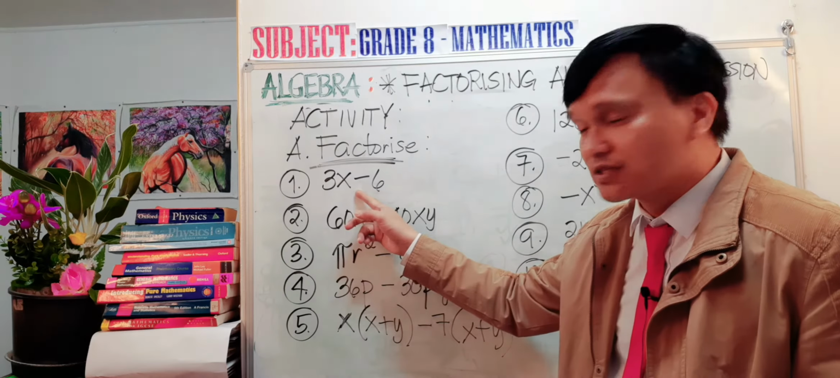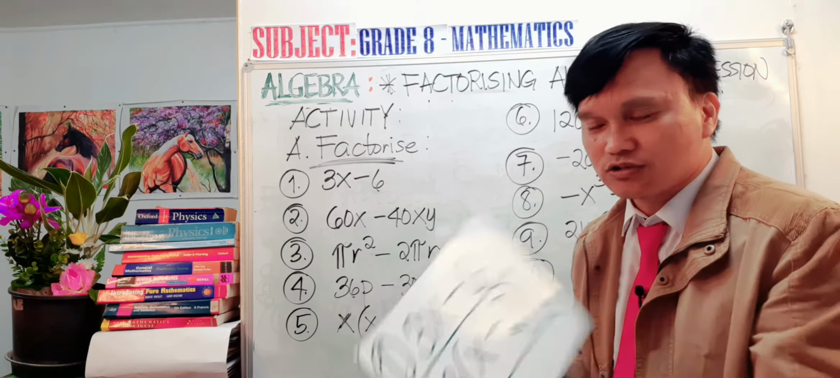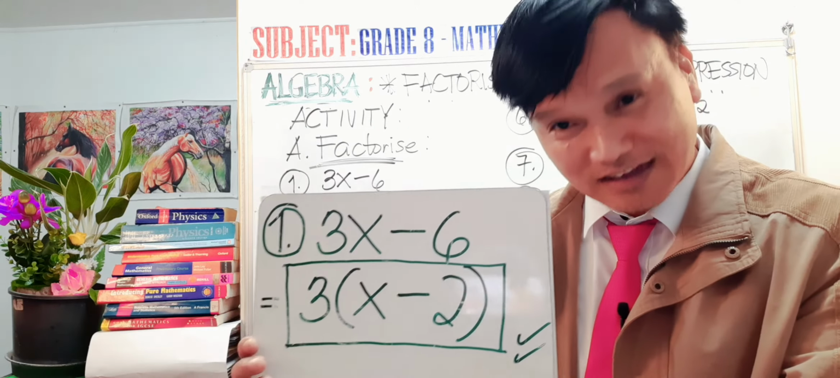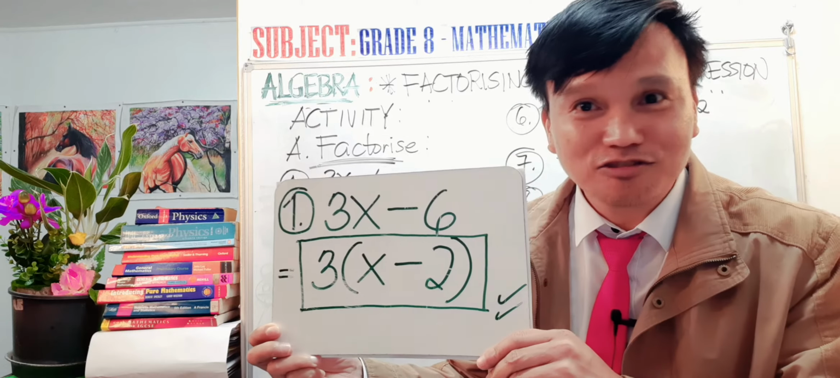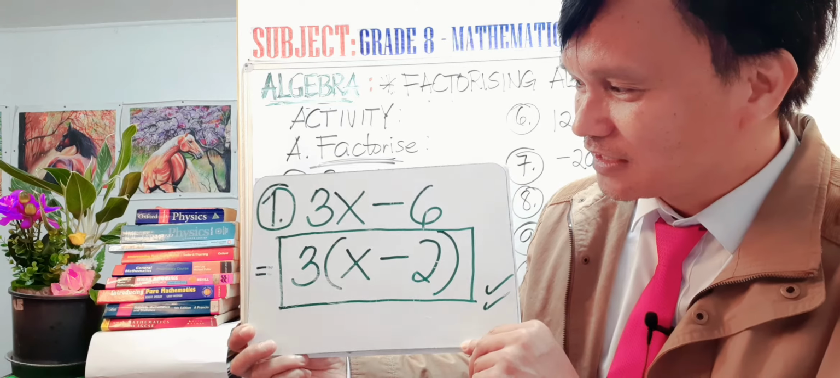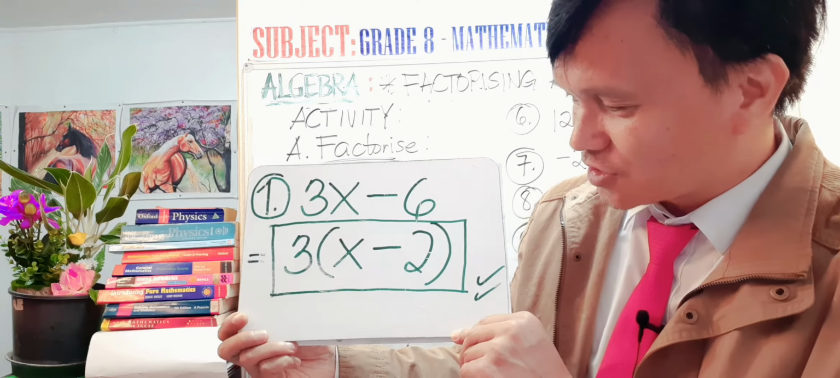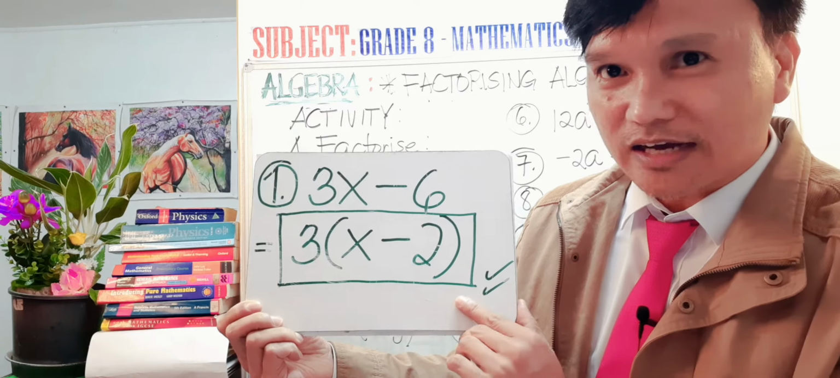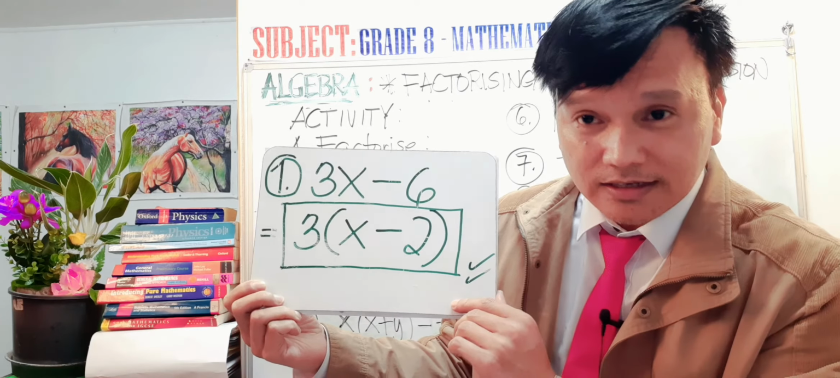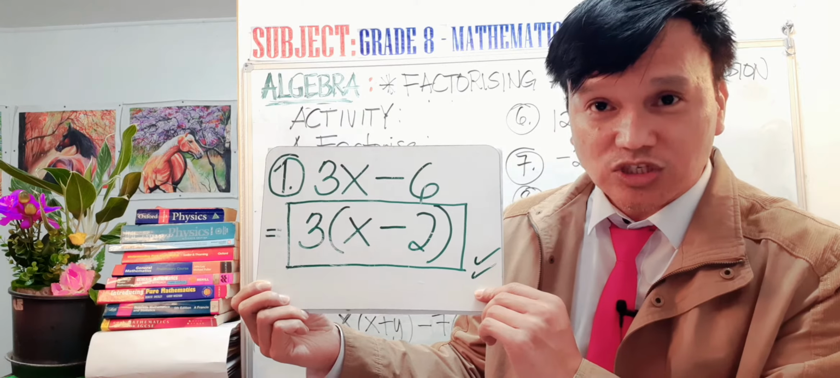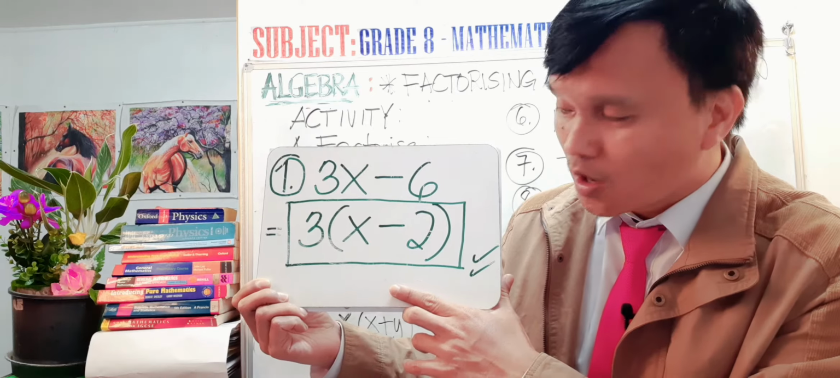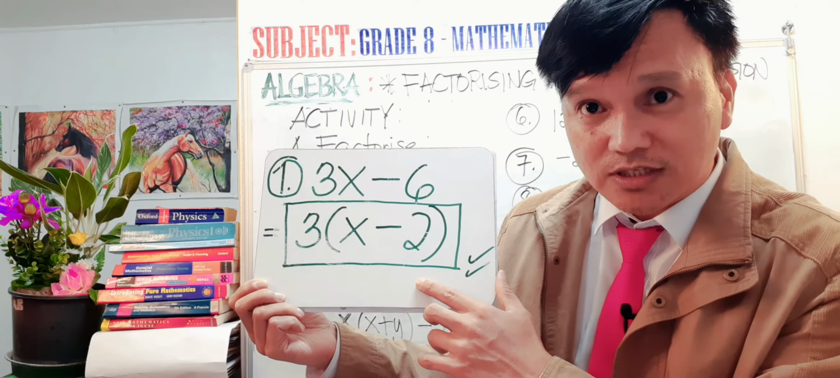Factorize 3x minus 6. Okay, so this is my answer. Compare. Do we have the same answer? Ladies and gentlemen, do we have the same answer? My answer here is 3 open x minus 2. I don't want to explain it further now because we have to proceed to our next lesson for today, which is substitution, evaluating algebraic expressions. So please check if we have the same answer here.